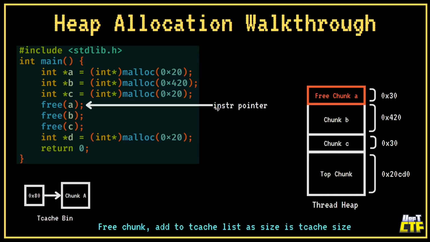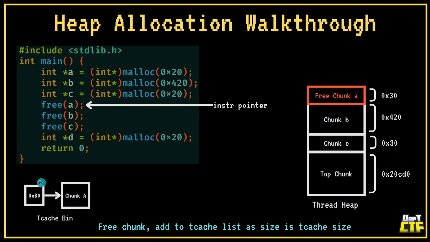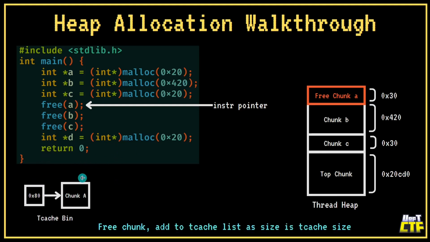Okay, here's where the interesting thing happens. The first free that we call, we're going to mark this chunk as free, and then we are going to add this chunk into the Tcache bin. Why the Tcache bin? Well, the size is between 0x20 and 0xb0, so it actually belongs in a Tcache bin. So we're going to be adding to the Tcache bin.